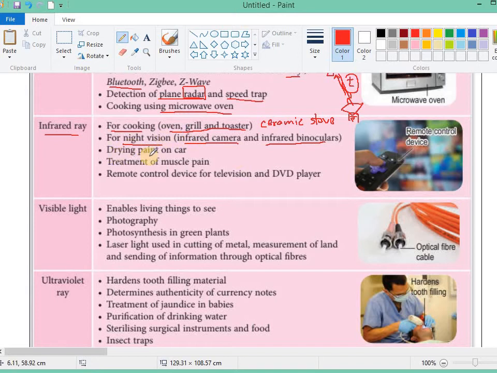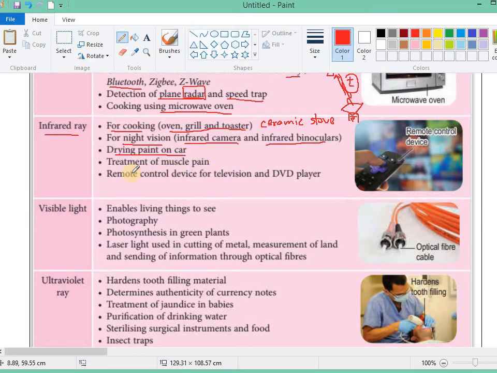Okay, next is drying paint on car. So when they want to dry the paint on a car, they shine the infrared ray on the car, so the paint will dry up. Okay, so no need to put the car under the sun. They drive the car inside an enclosed room, and then they shine the infrared ray on the car, and then the paint of the car will dry.